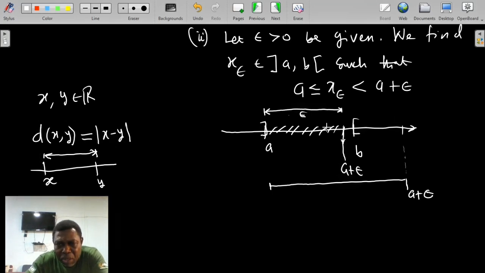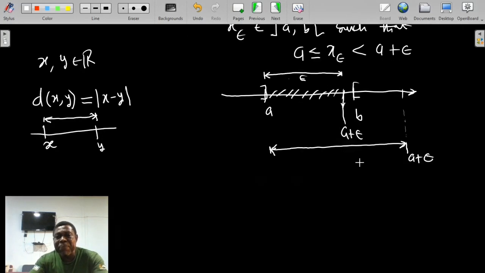So from here to here, if I take the absolute value of A minus B, I'll get the length of this interval. There's a possibility that the epsilon given is smaller than or equal to the length of this interval. There is also a possibility that epsilon given is bigger than the length of the interval. In that case, A plus epsilon will fall above B. But where epsilon is smaller than or equal to the length of the interval, then either A plus epsilon is less than B, or at worst A plus epsilon is equal to B.